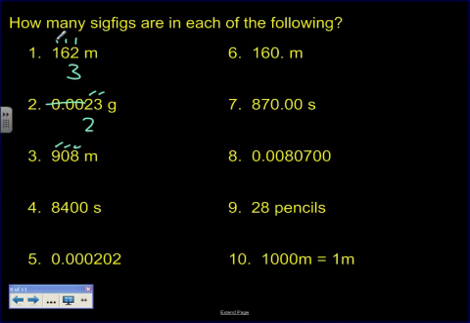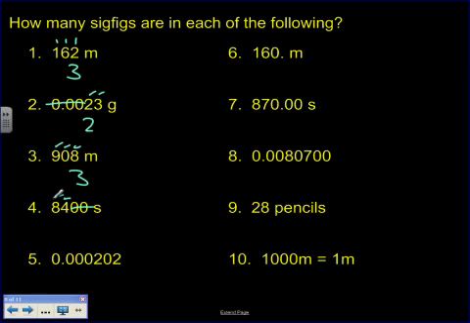So that's 2 sig figs. Number 3, got a captive 0. Okay, so 1, 2, 3, 3 sig figs. Number 4, we've got trailing zeros. Okay, they're at the end, and there's no decimal given, so they don't matter. So we cross those out. The non-zeros are all that matter. We got 2 sig figs.